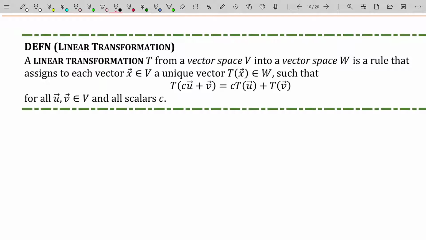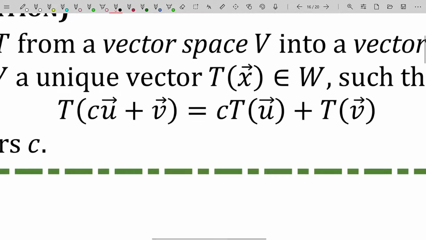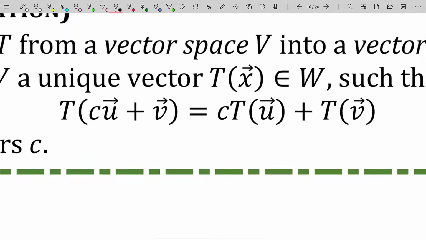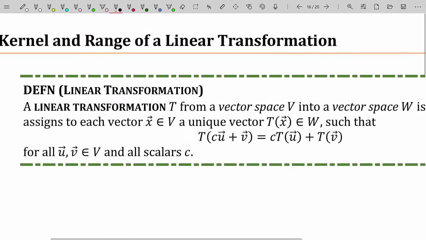A linear transformation T from a vector space V into a vector space W is a rule that assigns to each vector x in V a unique vector T of x in W such that T of Cu plus v is equal to C T of u plus T of v. By the way, that equation specifically is the linear transformation definition right there. It's linear if you can break it apart across addition and factor out constants. By the way, it shouldn't be called factoring out, but I just said that, so I'm sticking with it. And this should be true for all vectors in your vector space and all scalars in your underlying field.